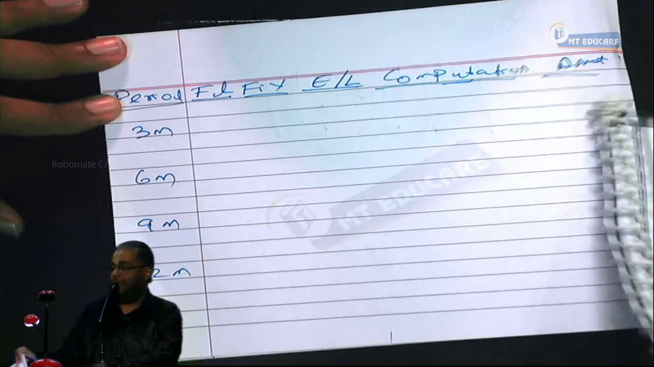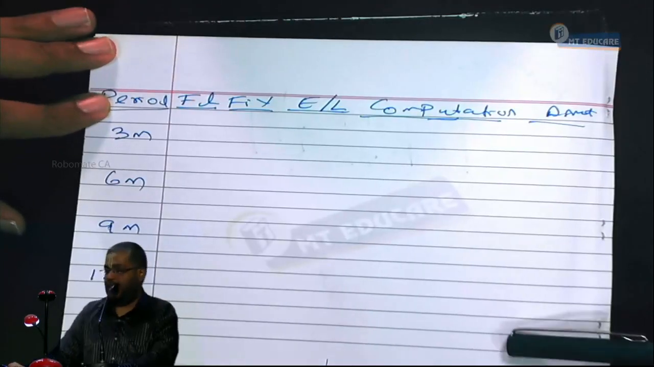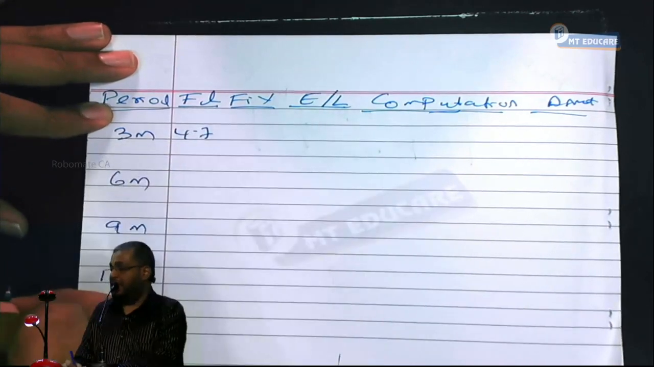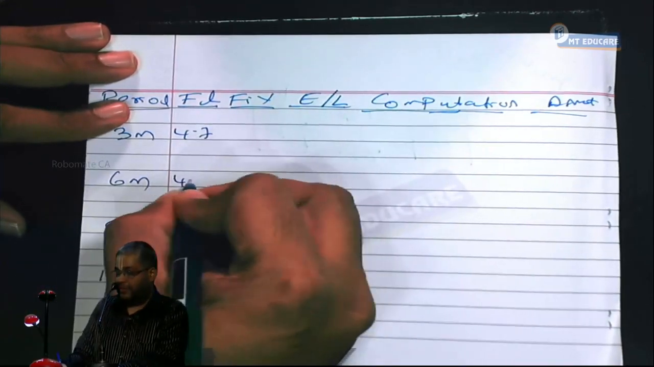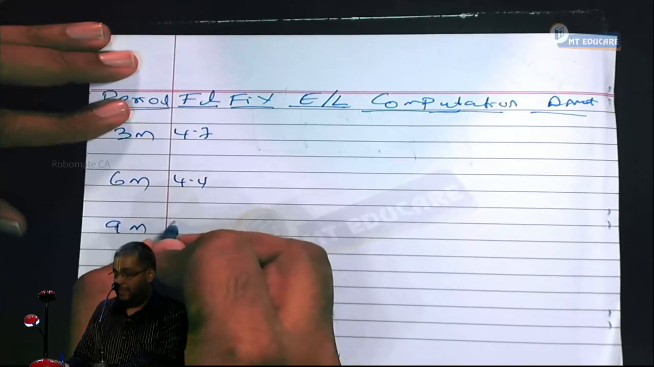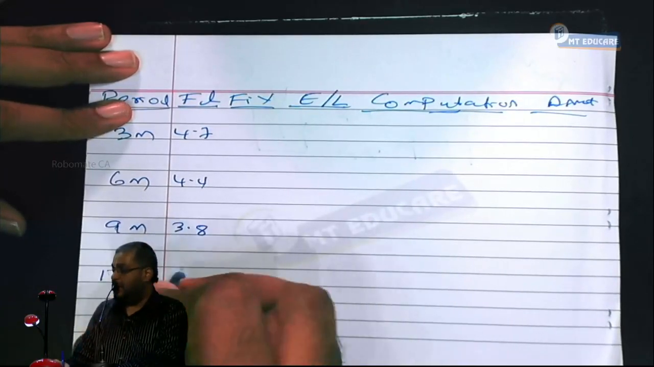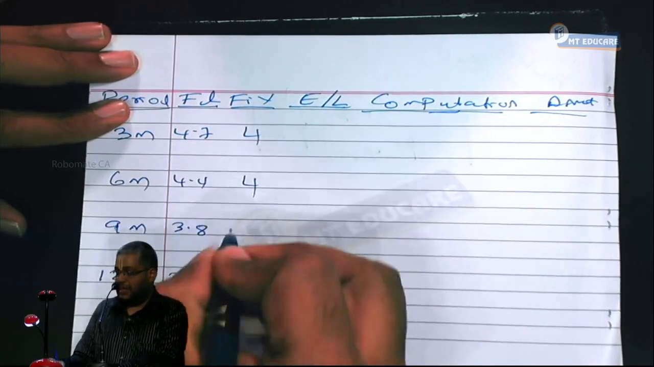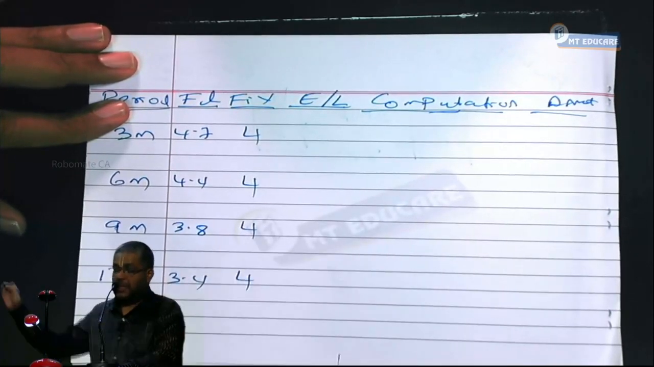Look at the question. Tell me what were the floating rates to be exchanged on those respective dates. 4.7, 4.4, 3.8, 3.4. What is the fixed rate? 4%, 4%, 4%, 4%.